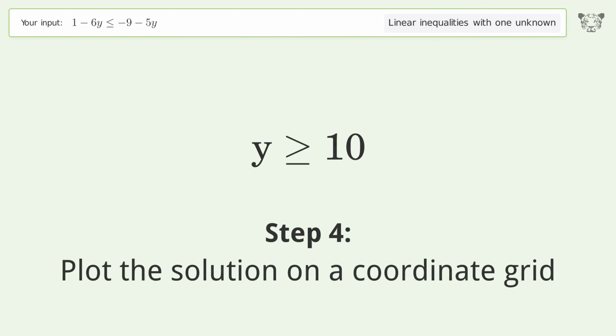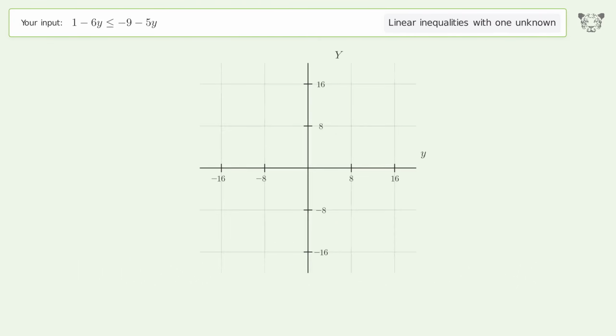Plot the solution on a coordinate grid. And so the final result is y equal or greater than 10.